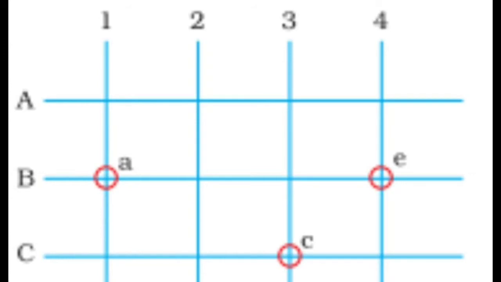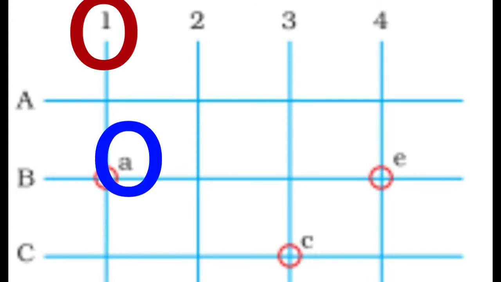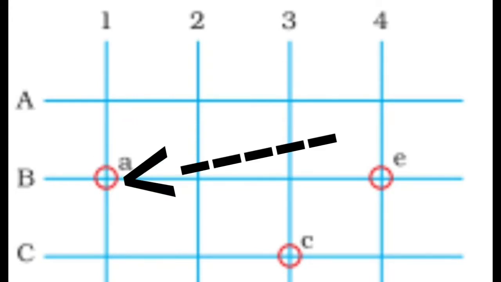To understand this clearly, draw equal size vertical and horizontal lines on a paper. Label them: vertical rows with numbers and horizontal rows with letters. Draw some small circles randomly on points where these horizontal and vertical lines intersect. You can name these A, B, C, D, E. You can see in this figure.